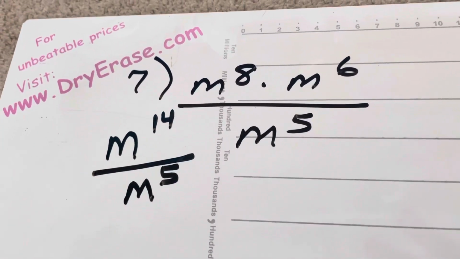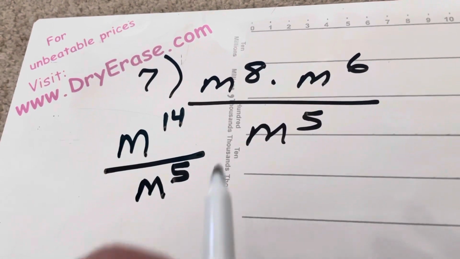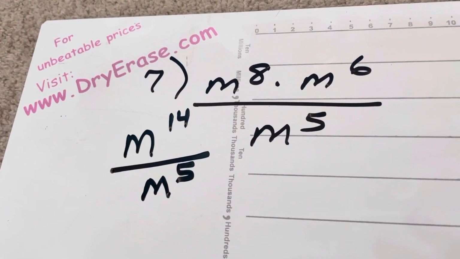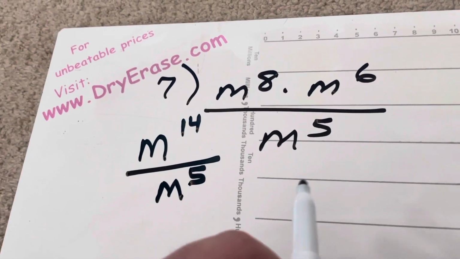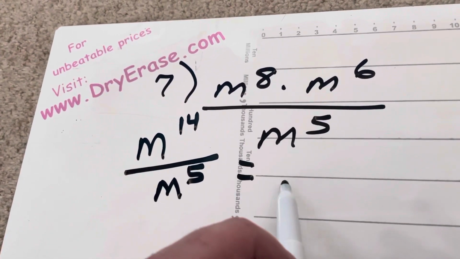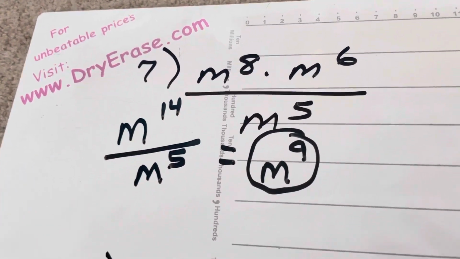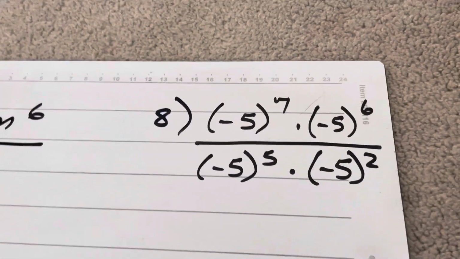M to the power of 5. All right. So now I have 14 minus 5, because now I have a division problem. Well, 14 minus 5 is 9. So that tells me that this whole thing equals m to the power of 9. Final answer. All right, we're moving right along.